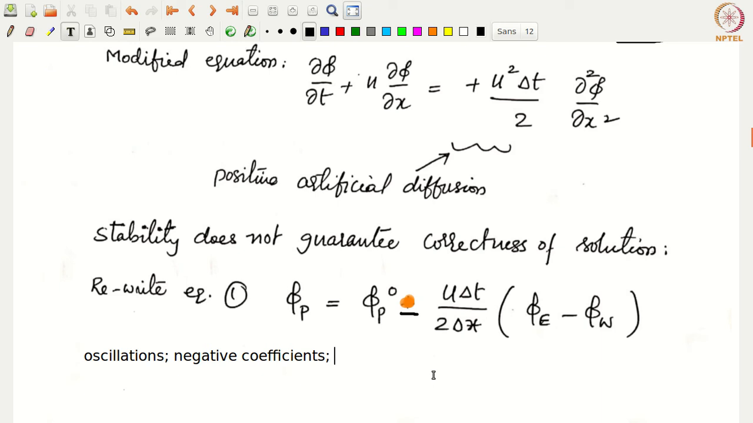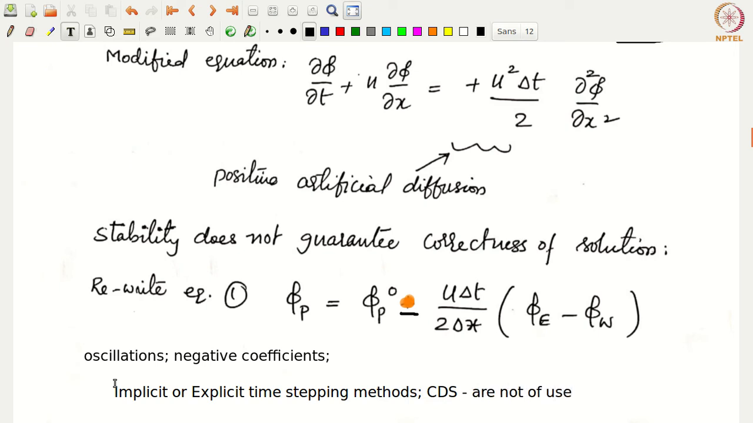However, the results will be bounded, so you will still get some numbers which will not grow to infinity, but this method would not be of use because we cannot really use the obtained solution to compare with anything. So essentially both the methods that we have seen till now, either the implicit or the explicit time stepping methods, together with the central difference scheme, are not of any use. All right, so we could not solve for it.